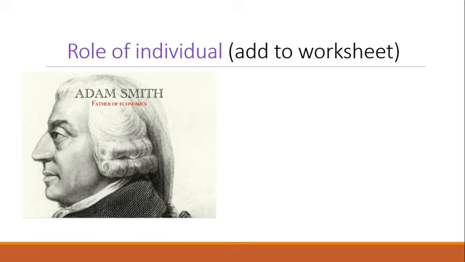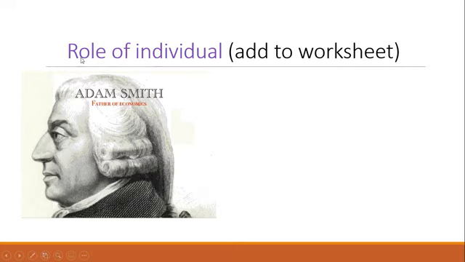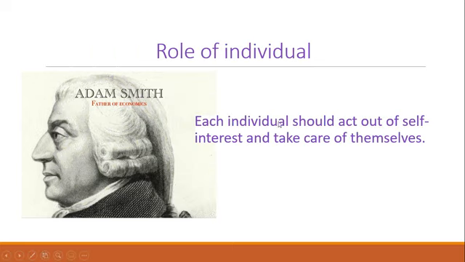Okay, now I'd like you to take a look at your worksheet here. You'll see that Adam Smith's portion is pretty big. In this first box, if you can just add a little section with the title, Role of Individuals. Okay, so the responsibilities of individuals in society. According to him, each individual should act out of self-interest and take care of themselves. So it's a good thing to act selfishly, according to Adam Smith.